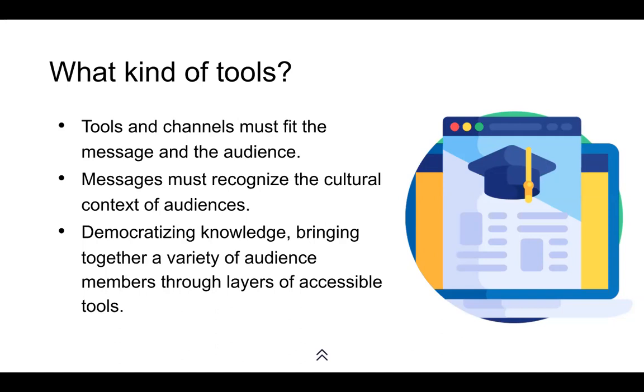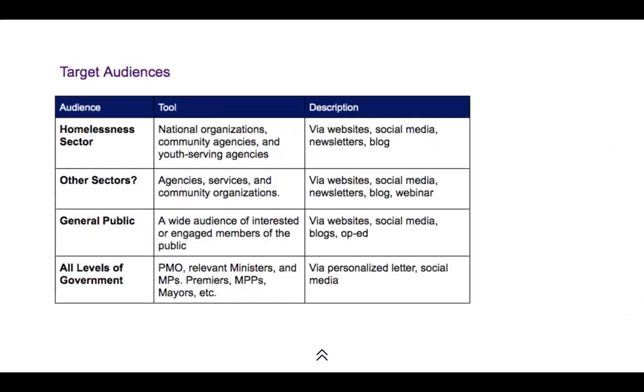So figuring out the tools really goes back to you trying to figure out your message and who your audience potentially would be. Which takes us to the perfect place, your target audience. For us, again as an example at the COH, we plugged in who we think are key folks that would read our content. For example, the homelessness sector would include national organizations, community agencies, community-focused youth serving agencies. Other sectors could be government, various provincial and federal, or maybe municipal, depending on what the content is. Of course, the general public.